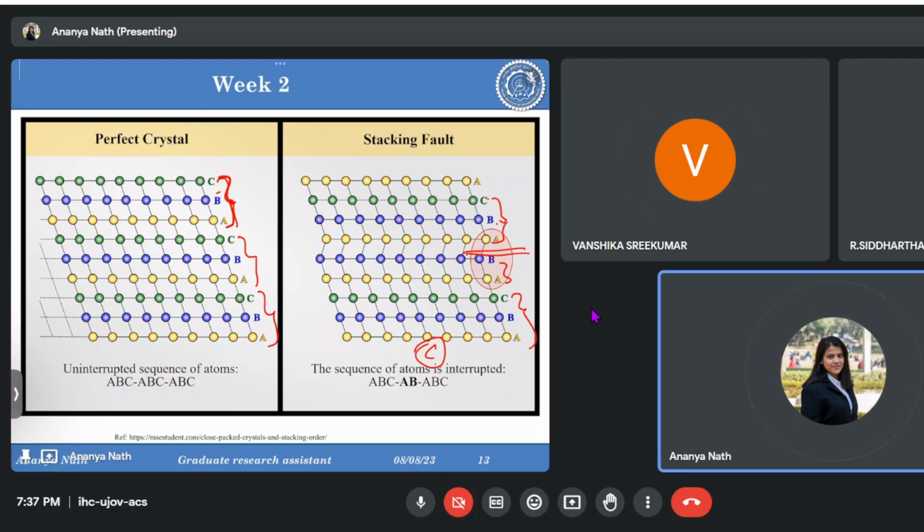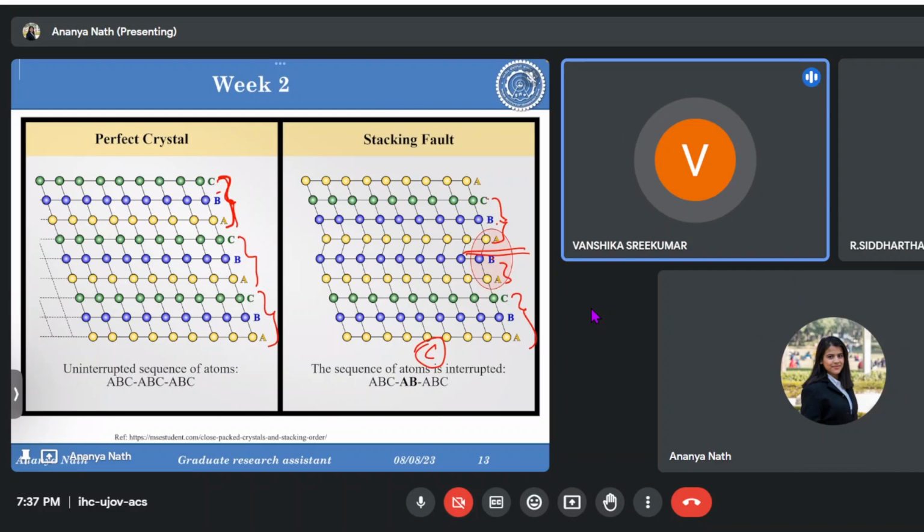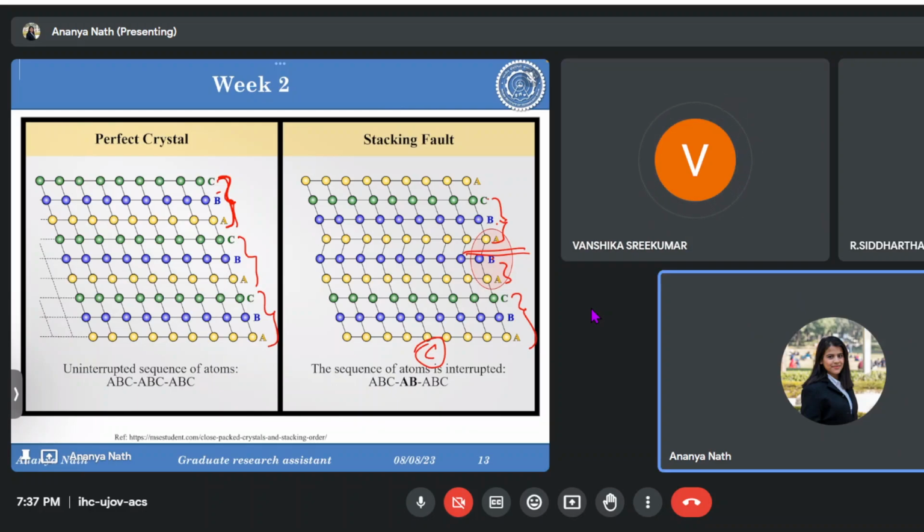Sorry, I didn't understand. Like, can it be like A, B, C, A, B, A, B, A, B, C? Yeah, it can happen. It can be like a lot of C planes missing due to some defect, but it's not like all the C planes will be missing at a time, because this missing is because of some defects, which is a sudden incident. So yeah, it's a common understanding.